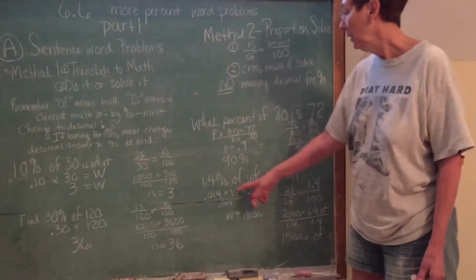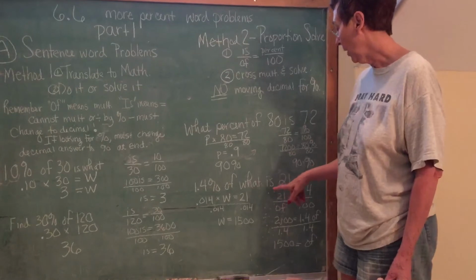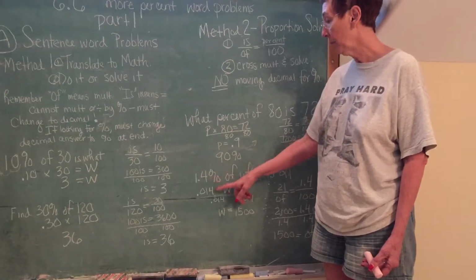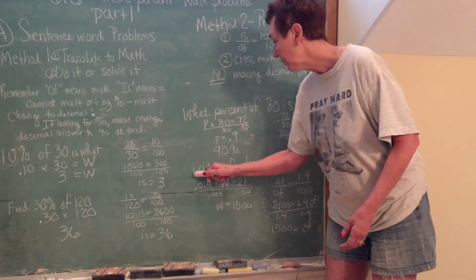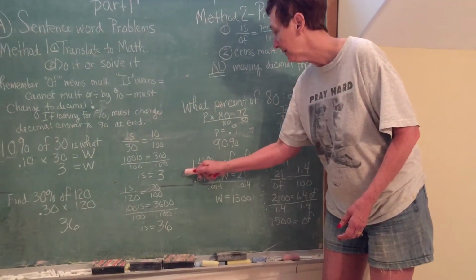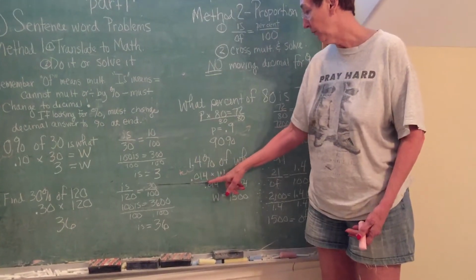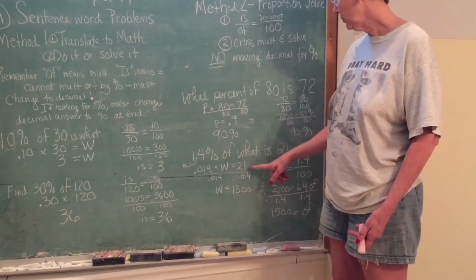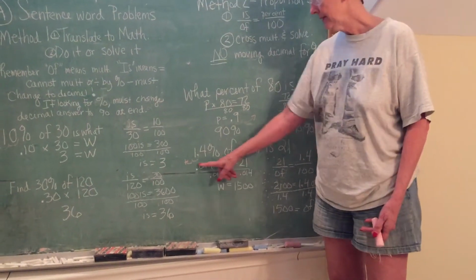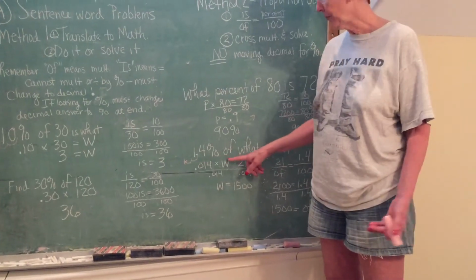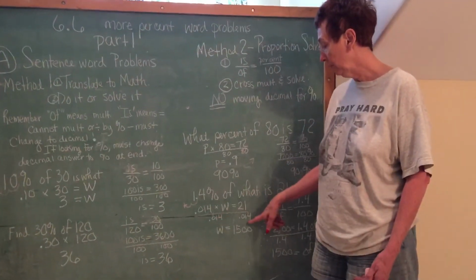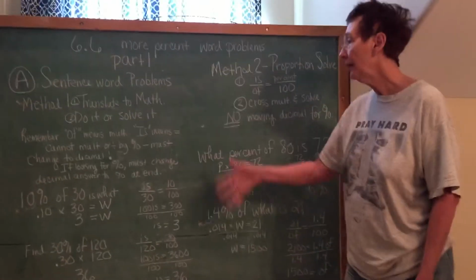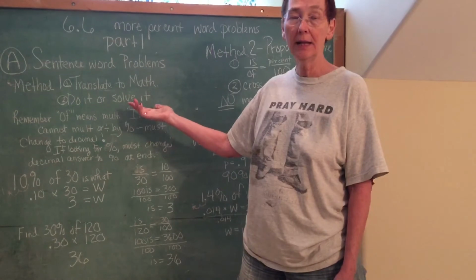The last example, 1.4% of what is equal to 21. If I'm going to do it by the sentence, I have to take 1.4% and change it into a decimal, so you have to move the decimal point twice. That's how you get 0.014. Of means times, I don't know that, equals, there's my is, 21. This is now an equation, it's not just a math problem, so I'm going to divide by 0.014, and that's how I get W is 1500. So this is how you would do them if you translate into an equation.